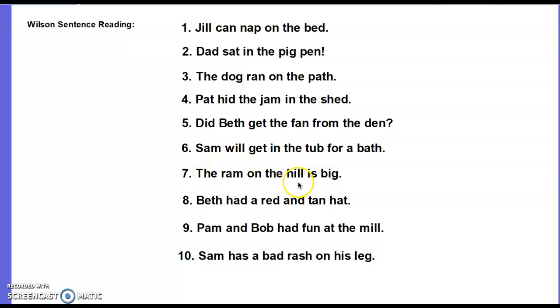The ram on the hill is big. Beth had a red and tan hat. Pam and Bob had fun at the mill. Sam has a bad rash on his leg.